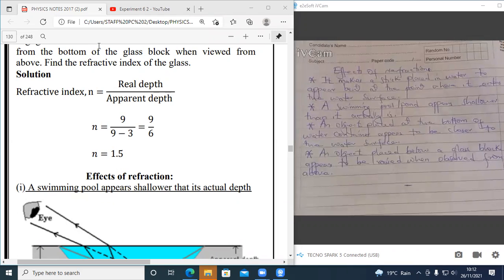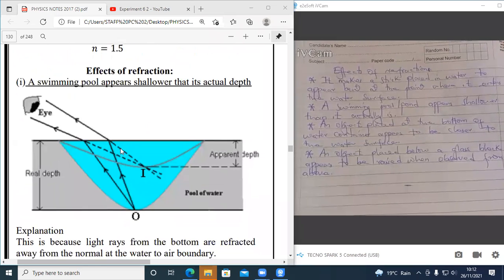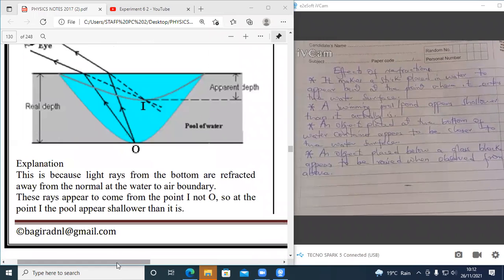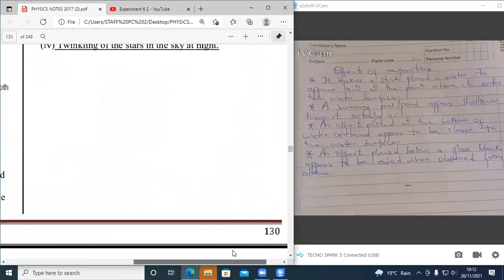Is that clear, members? Yes. So the details, that one we have already explained it. Because of refraction, you can see that one we have already explained all that. So you can follow that from the notes. I remember explaining all this.